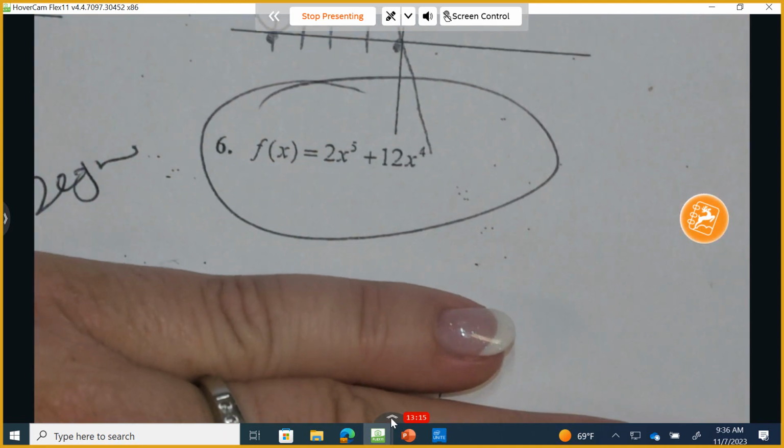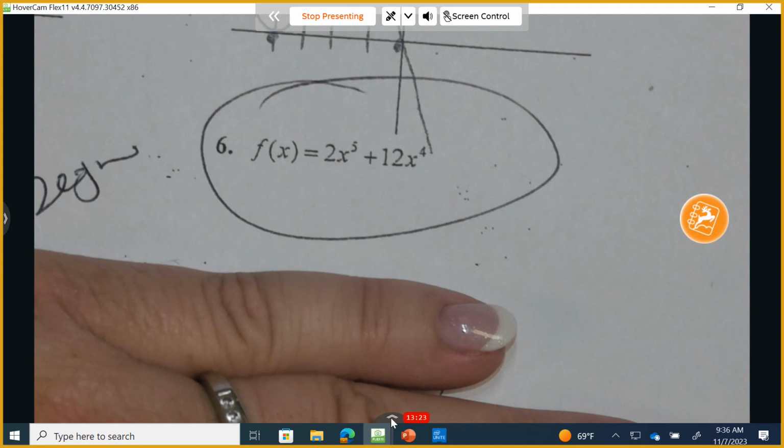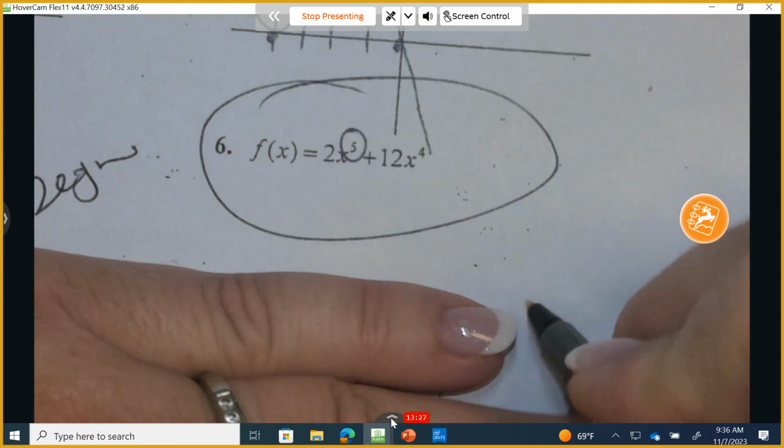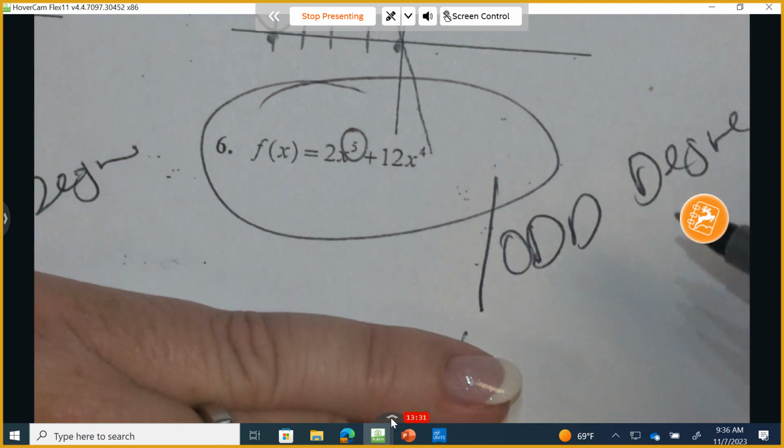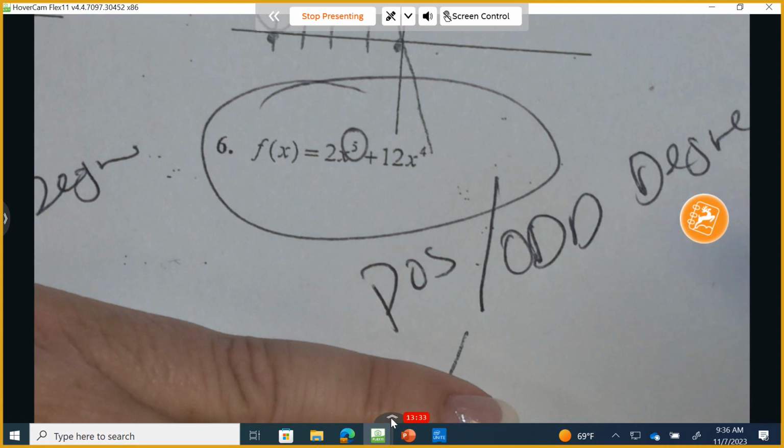What is this one? To yourself. Jarrell, help me out. Is this even or odd? How do you think it's even? Why do you think it's odd? Okay, so degree is 5, and he says 5 is an odd degree. Now tell me what else you know. What's positive? The 2 is the leading coefficient.